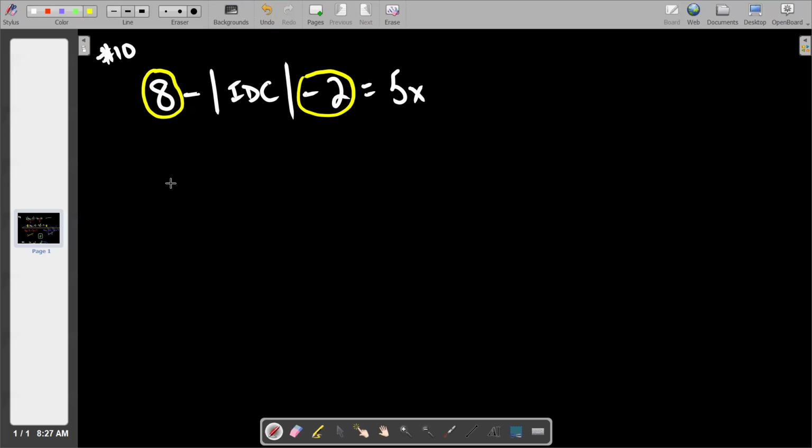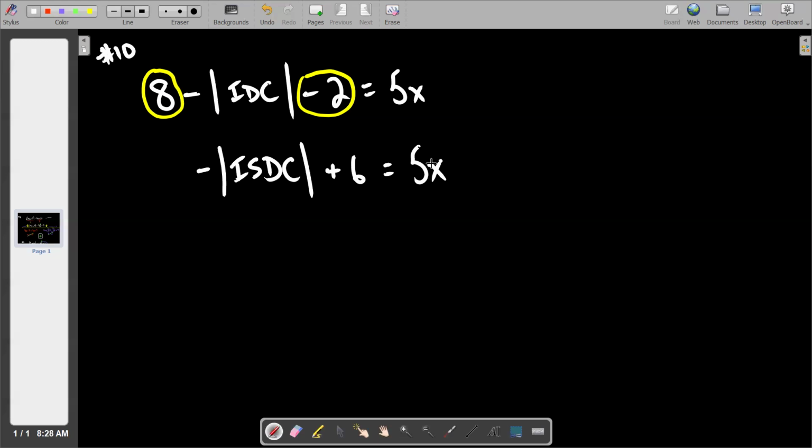Correct. And so what I can do right now is actually replace both of those yellow blobs with the number plus 6. So I'm going to recopy the problem now as the negative absolute value of I still don't care plus 6 equals 5x. Got it? But I'm not ready yet.